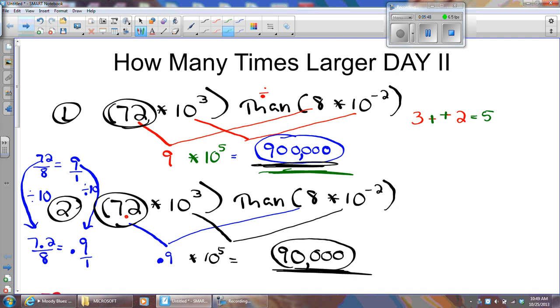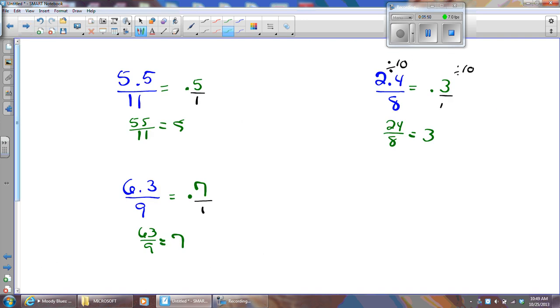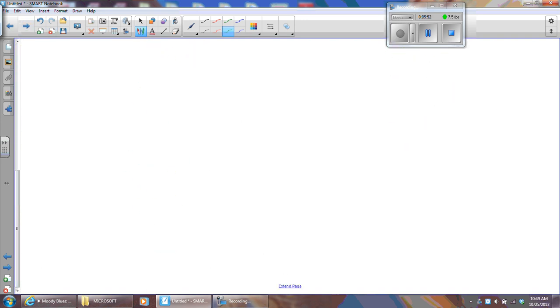Okay, again, we're going to jump off on a tangent over here. And not really a tangent, but do some practice. Let's say we have 54, and we're going to divide it by 0.9.